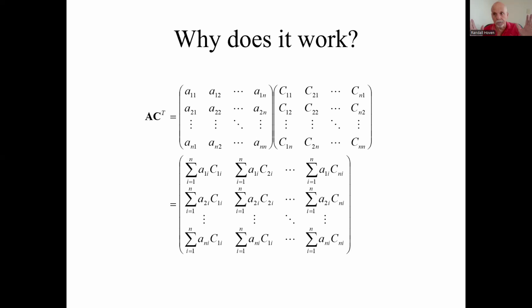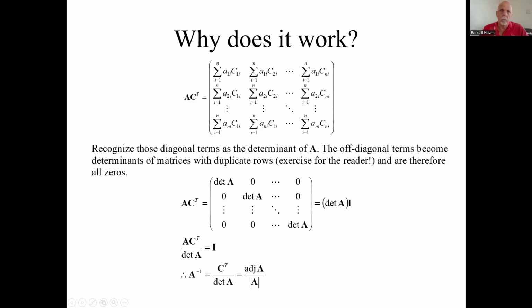Why does it work? Or rather, why do we want to compute such a thing? What if we multiply the original matrix by that adjoint matrix on the right? You get this. Trust me on that. And if you look at that, these main diagonal terms are the formulas for a determinant, the determinant of the original matrix A.